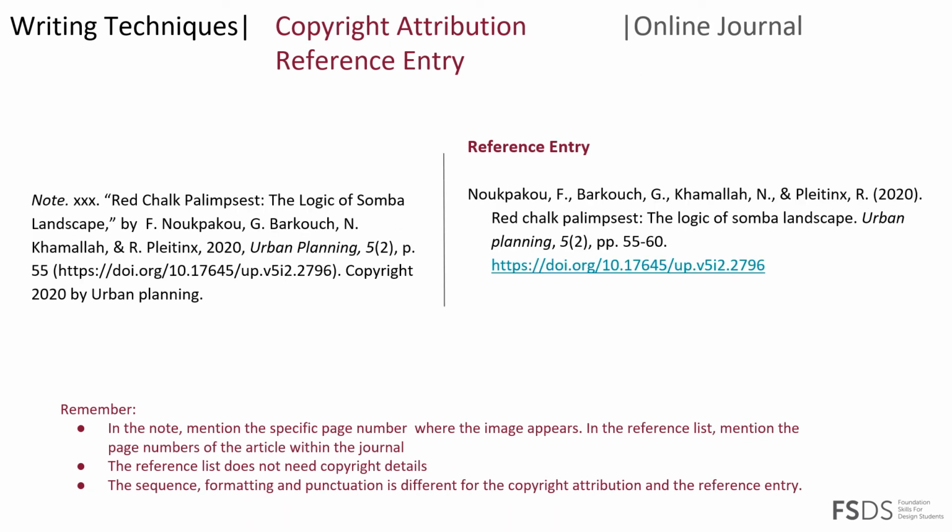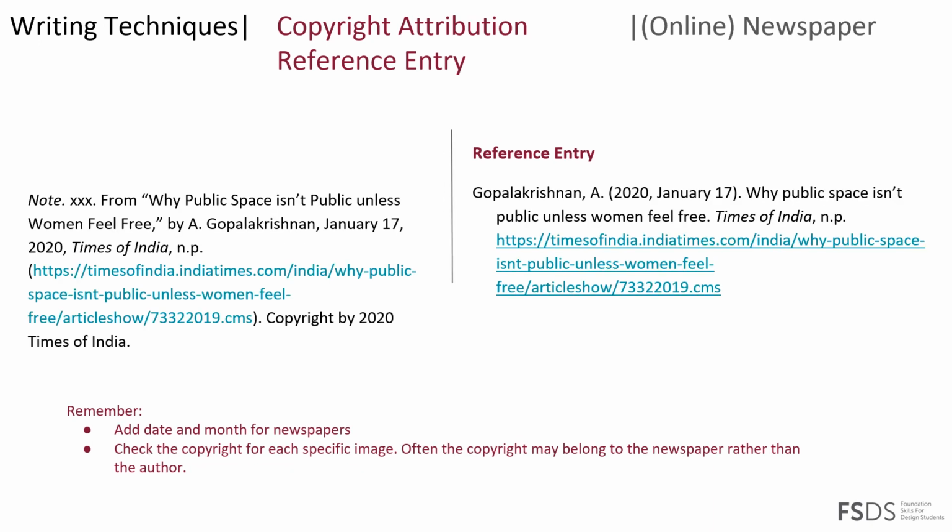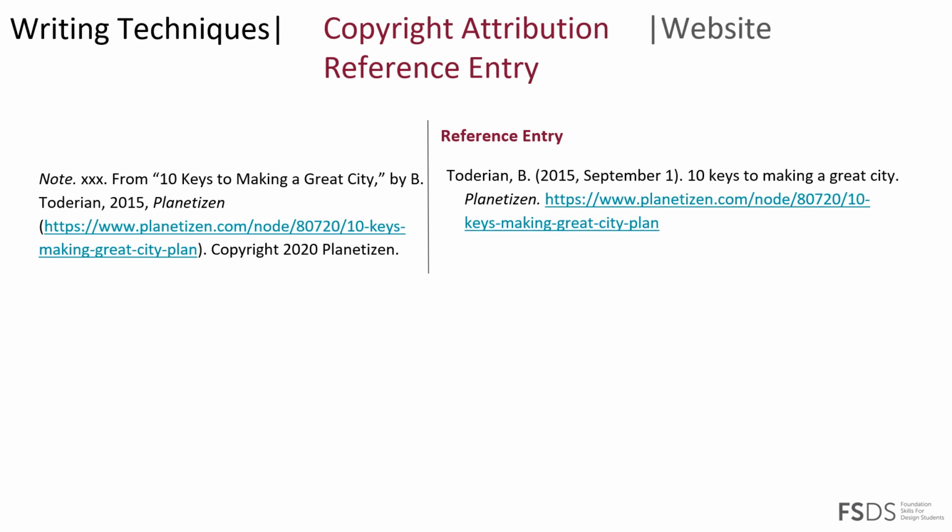Notice here the DOI is mentioned within parentheses as a part of copyright information before the credit line. However, the DOI or URL will always be at the end of the reference entry. Newspaper articles will always have date and month of publication along with the year.